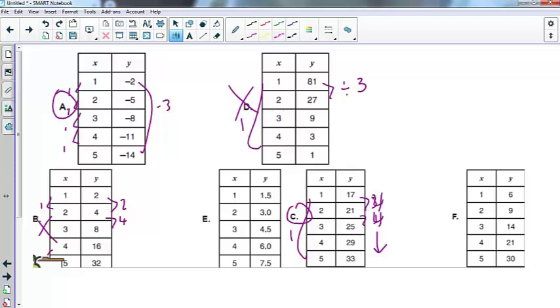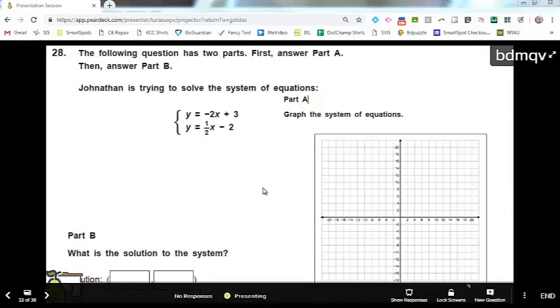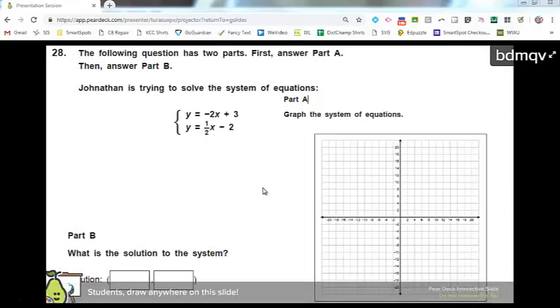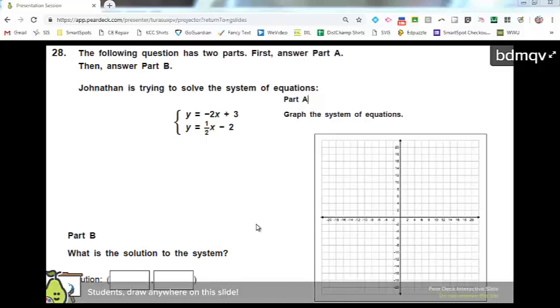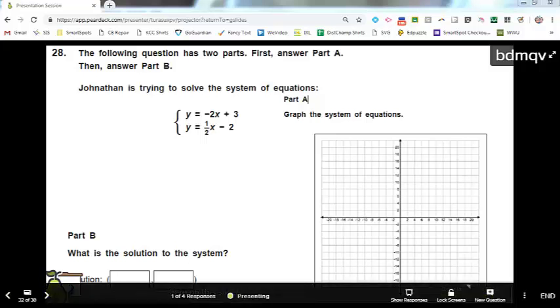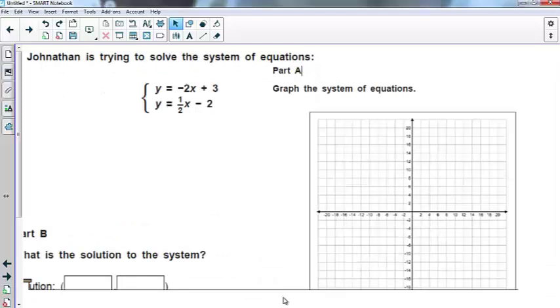Okay, so 28 says the following question has 2 parts. First answer part A, then part B. So Jonathan is trying to solve this system of equations. It wants you to graph them and then give the solution. So you should have the ability to draw on this. I want you to graph your system, and then you, I think, have a text tool also. Put in your response. You have 2 minutes. Okay, your time is up.